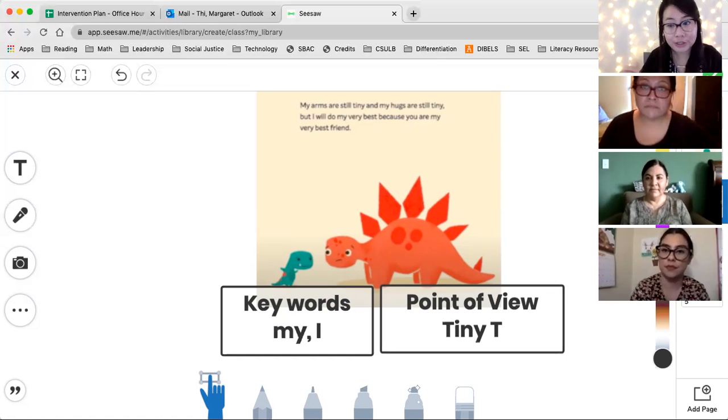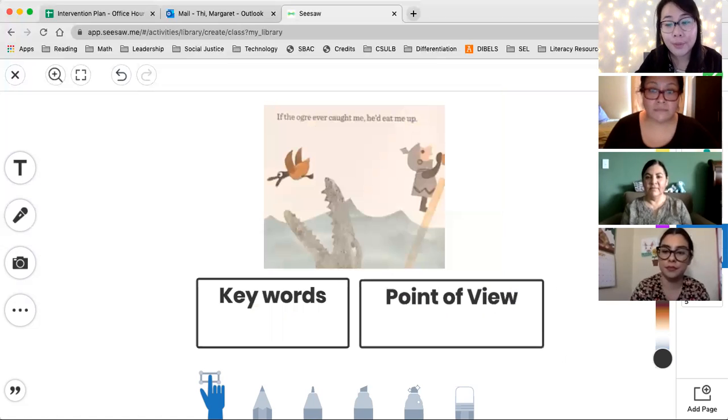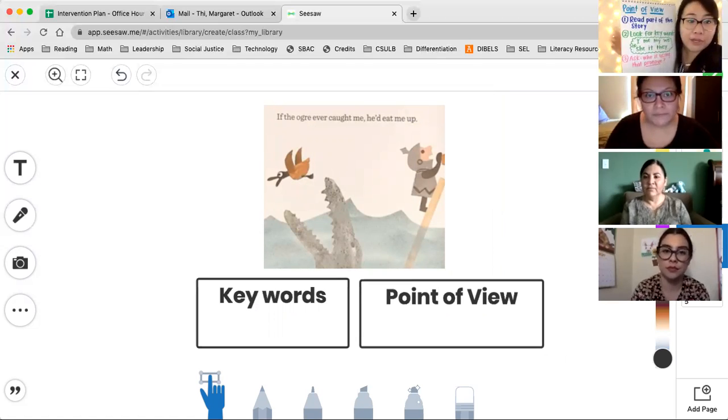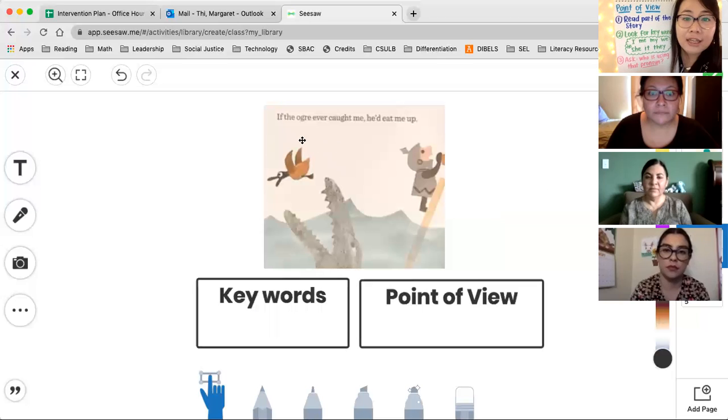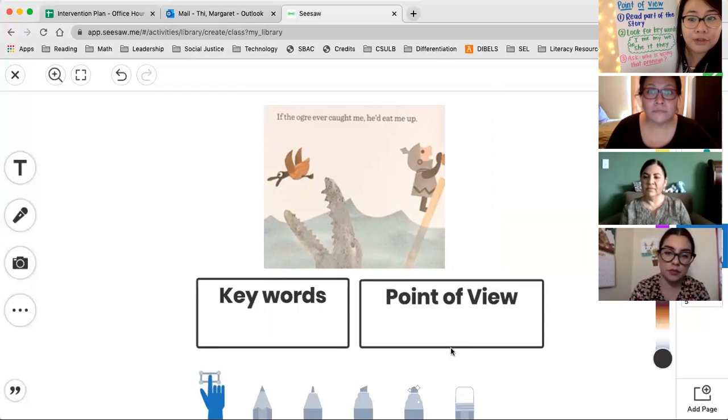So now it's your turn to try it, and you're going to try it with the wall in the middle of the book. And I'm just going to read to you the parts of the text that I chose. Because remember, we always read part of the story, we look for our keywords, and then we ask who is using that pronoun. So this one says, if the ogre ever caught me, he'd eat me up, right? So again, I read part of it. Now you're going to look for the keywords, and you're going to write the keywords right here. And then ask yourself who's using the keyword and tell me whose point of view it is.